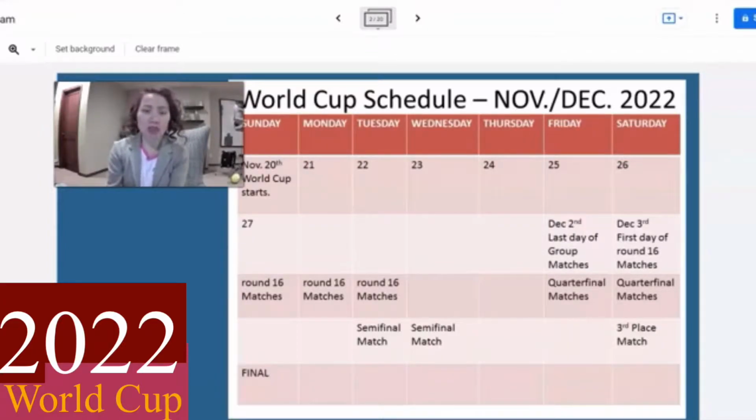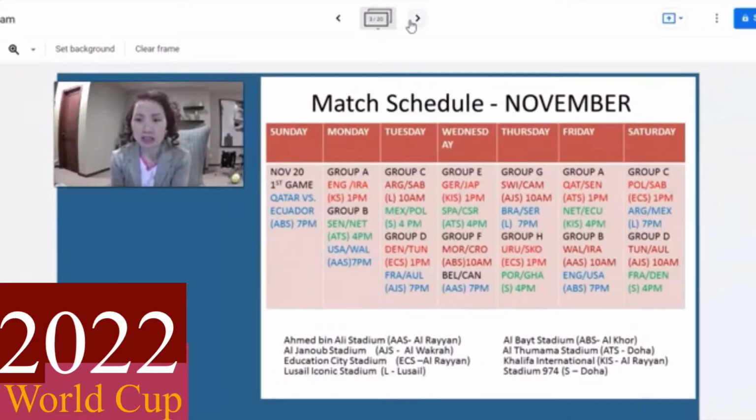4 games each day, featuring 2 groups each day. On the 21st, there will be 3 games instead of the regular 4 because Qatar play on the 20th. Otherwise, each day there will be 4 games, 2 groups in action at the various stadiums.